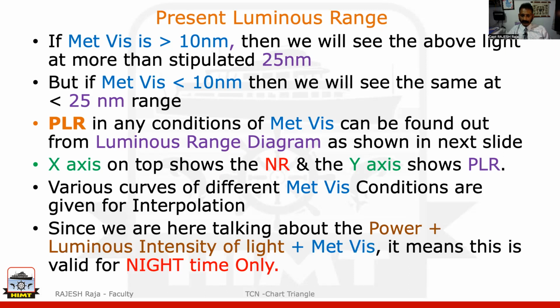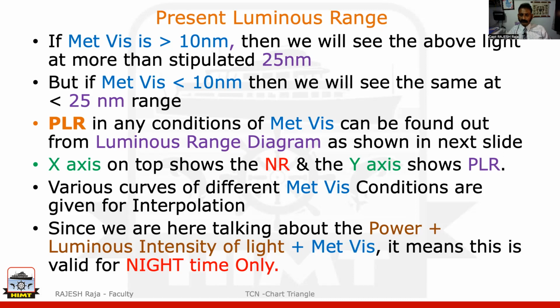Okay. Now usually when I'm talking about a light, like I said, 25 nautical miles nominal range, I'm talking about that light when it is switched on. So when it is switched on, each light has got its own power, or its own luminous intensity.